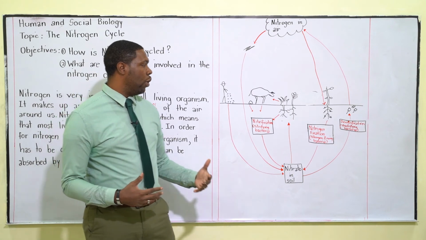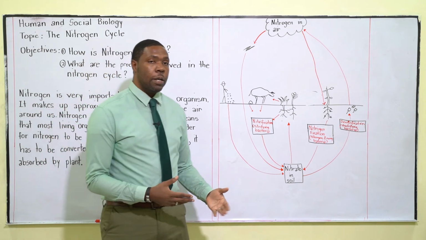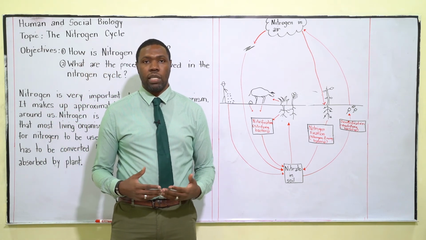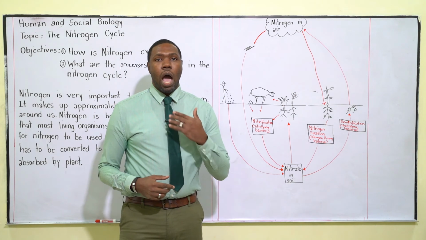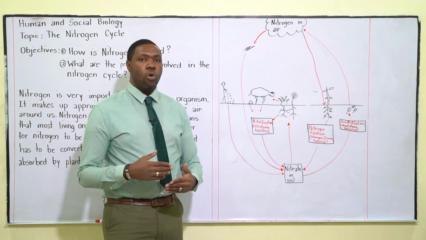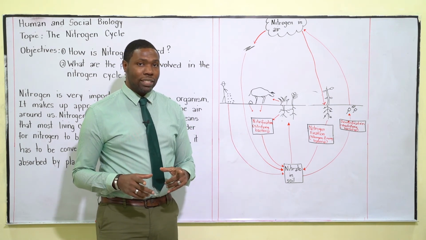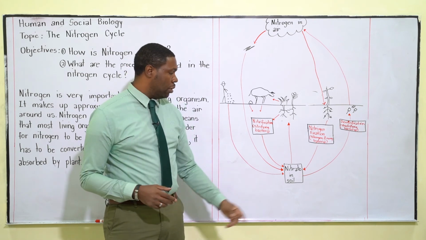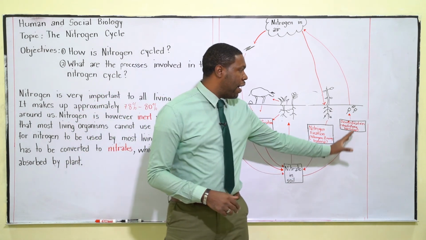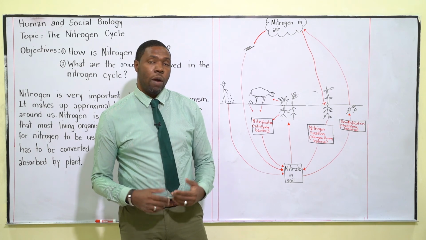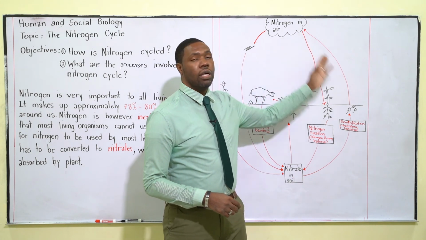Living organisms will produce waste matter, urine or feces. This is broken down by decomposers into ammonium. This process is called ammonification. This is then broken down by nitrifying bacteria to make nitrite, which is later converted to nitrates. Now, nitrates are then denitrified by denitrifying bacteria through a process called denitrification, which turns nitrates back into nitrogen.